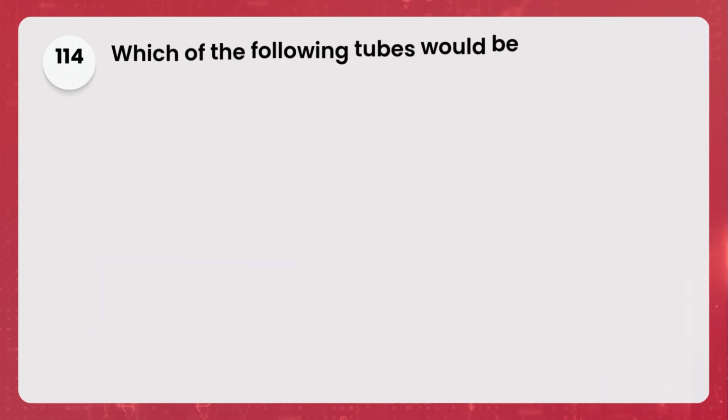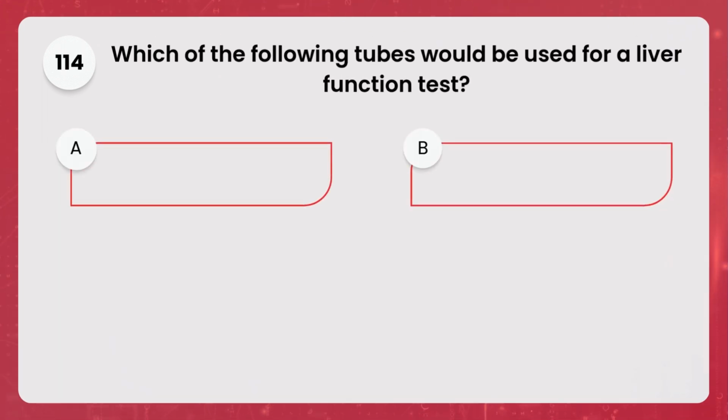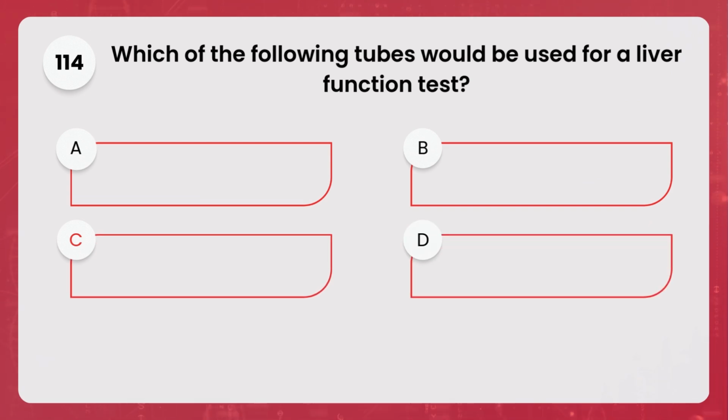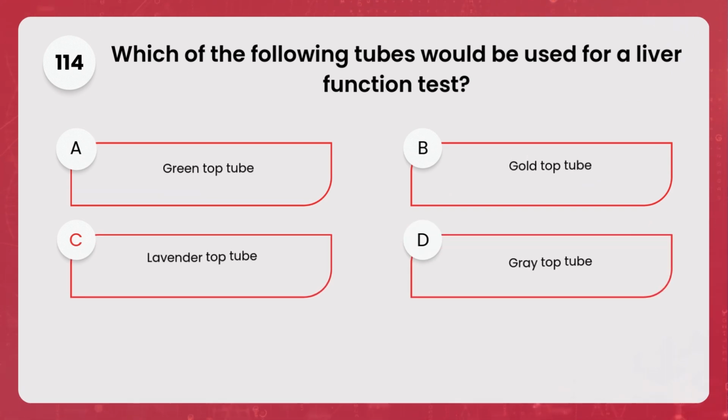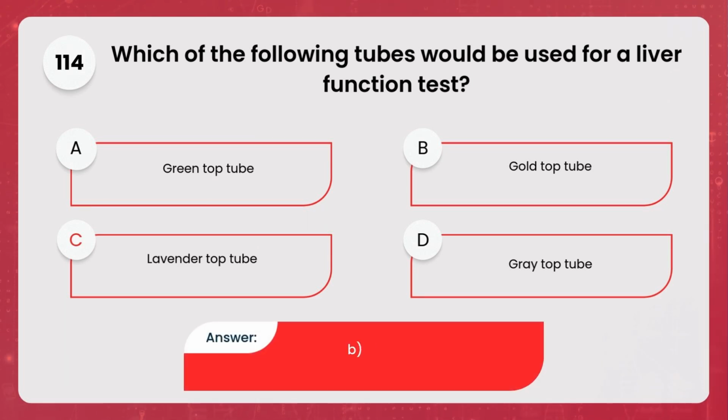Number 114. Which of the following tubes would be used for a liver function test? A. Green top tube. B. Gold top tube. C. Lavender top tube. Or D. Gray top tube. The answer is B. Gold top tube.